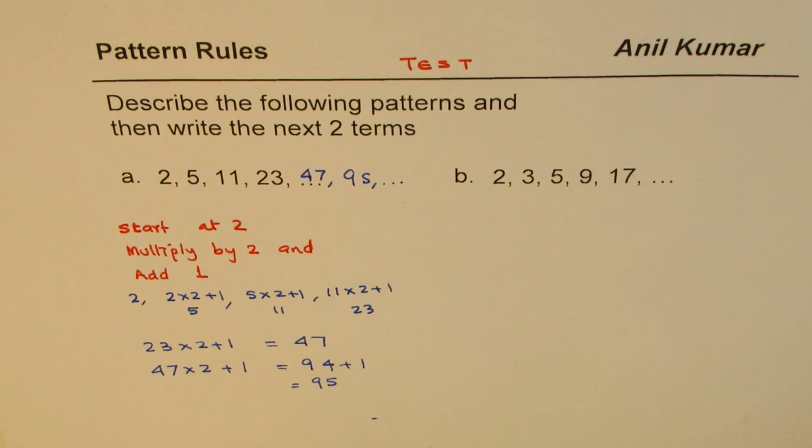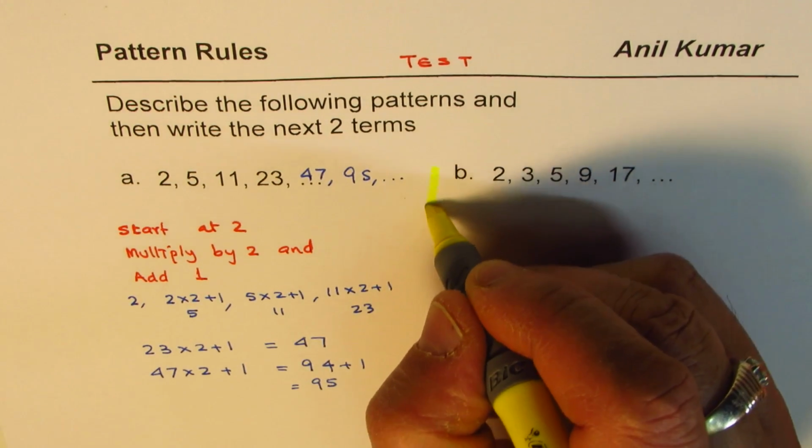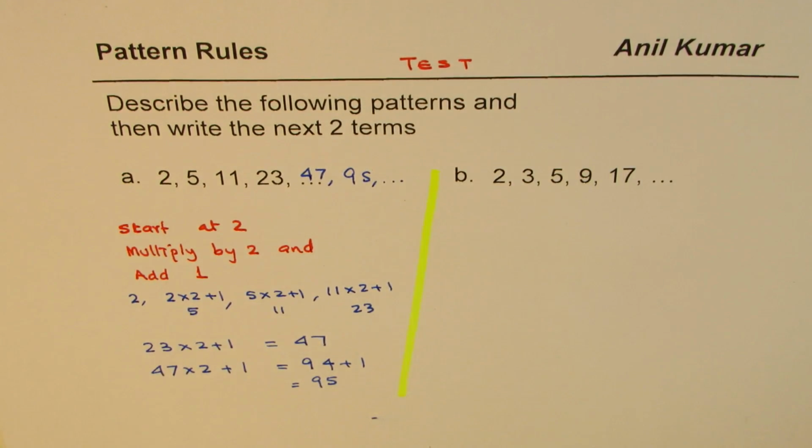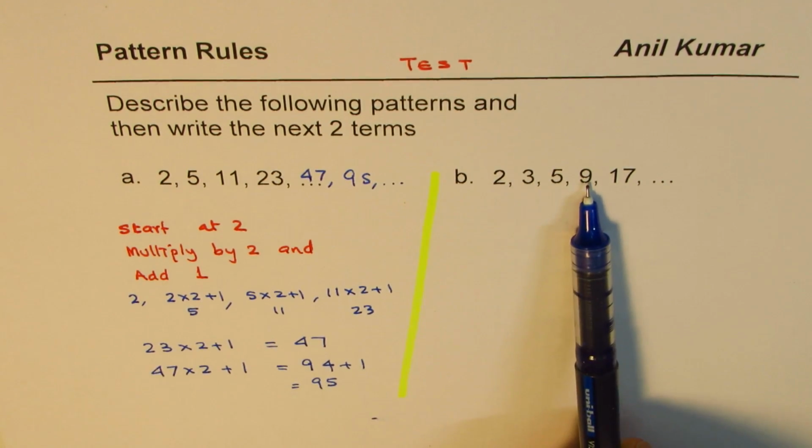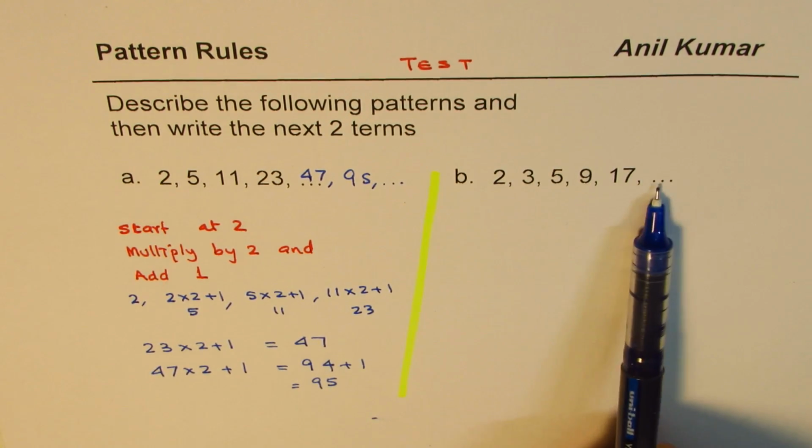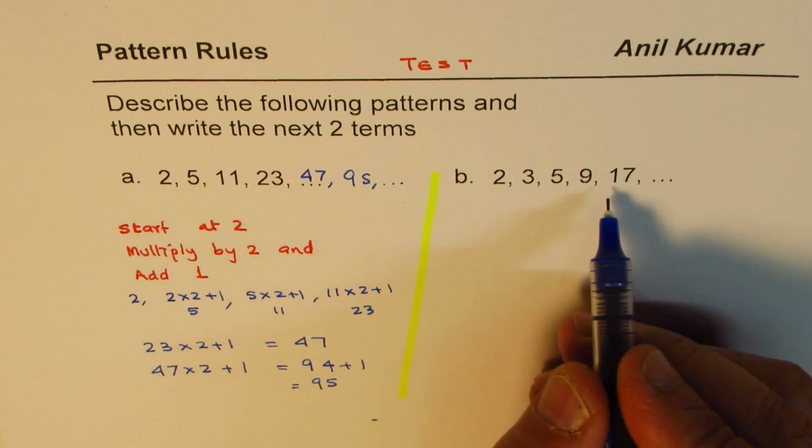Let's do the next question now. I hope you found it interesting, right? It wasn't that difficult. However, it was pretty tricky, right? Okay. Then we have 2, 3, 5, 9, 17, and so on. How do I get these numbers?